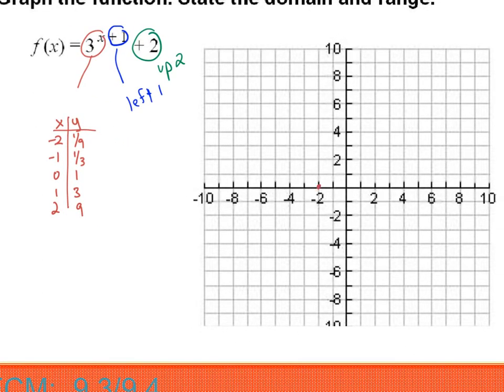So all of those points, and then each one of those is being shifted. So shift them all left 1 and up 2. Left 1, up 2. Left 1, up 2. So all of those dots from your table got shifted left 1 and up 2.